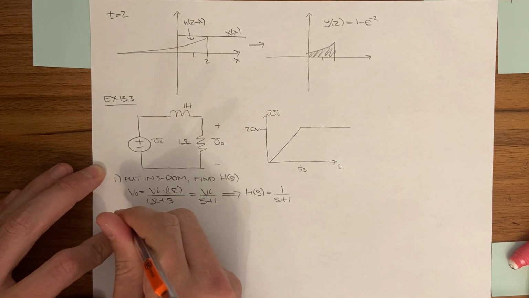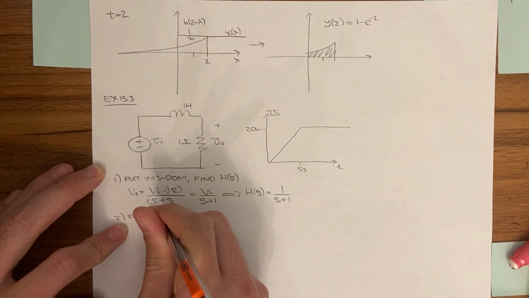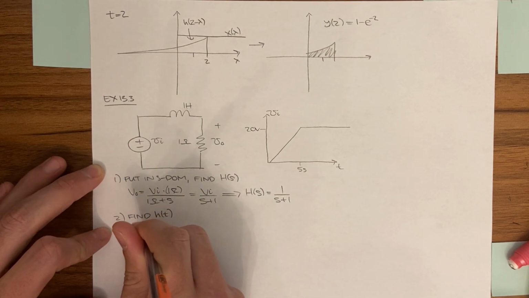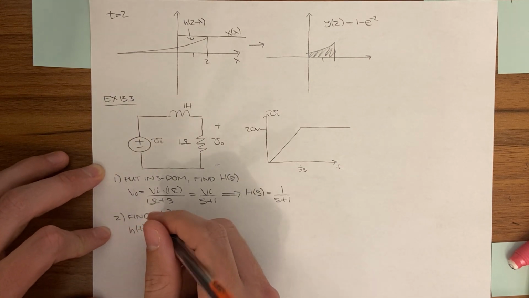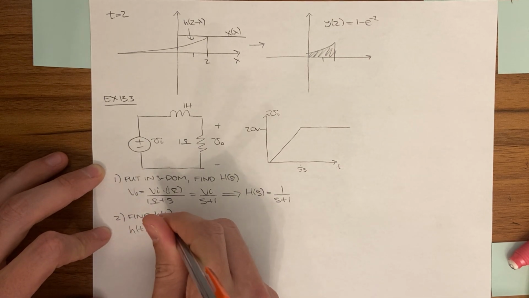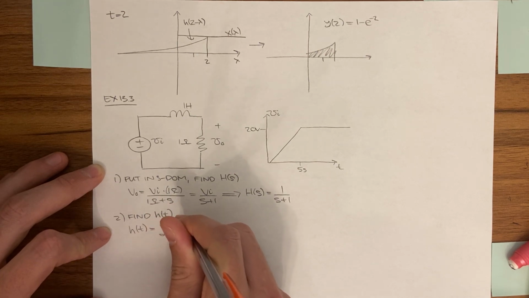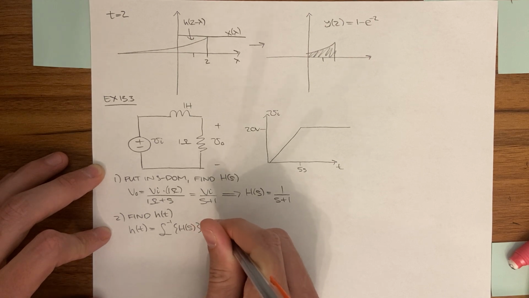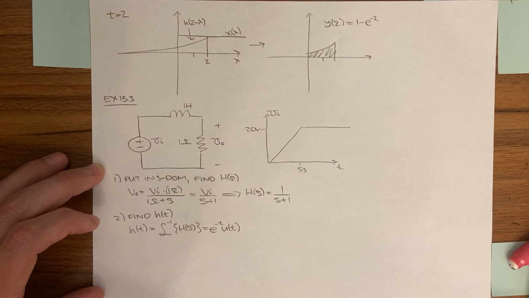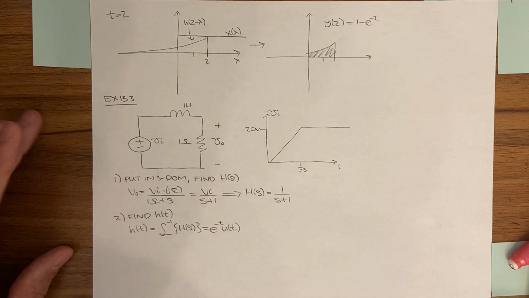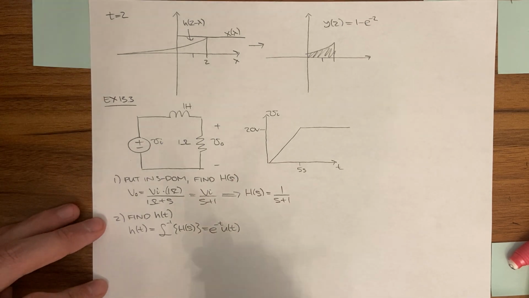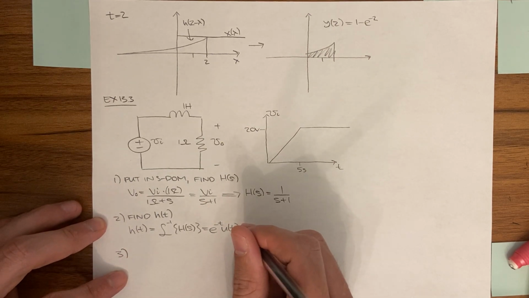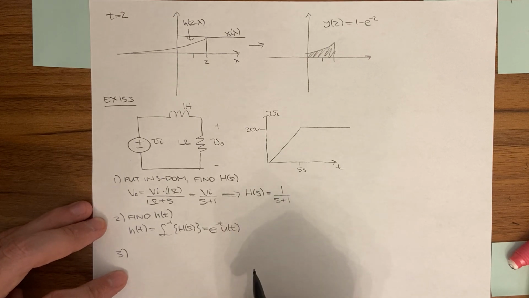So the next thing we need to do is find the impulse response, h(t). Here, h(t) is going to be the inverse Laplace transform of the transfer function H(s), and that's just going to be e to the minus t u(t), okay? Okay, cool. That's the same impulse response as last time, just happened to be.